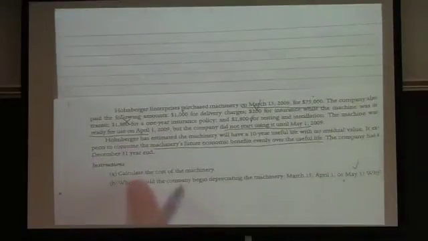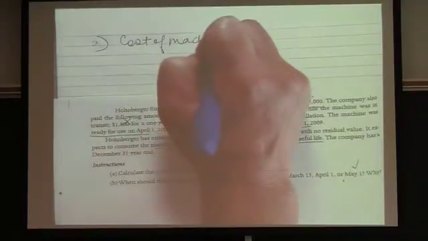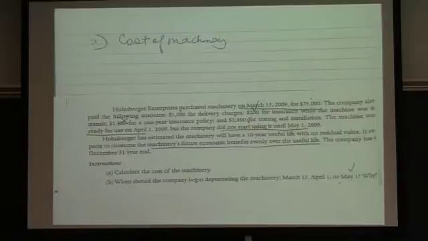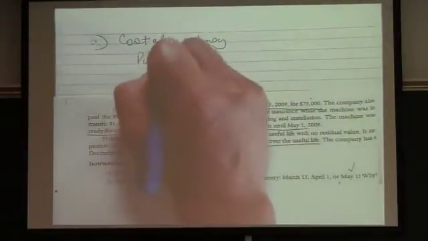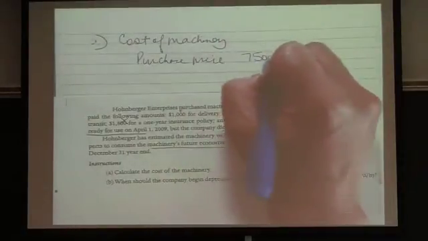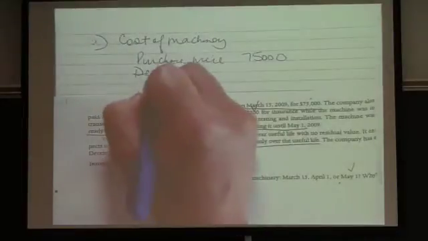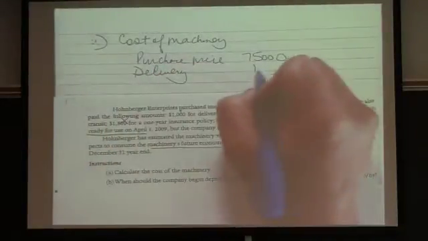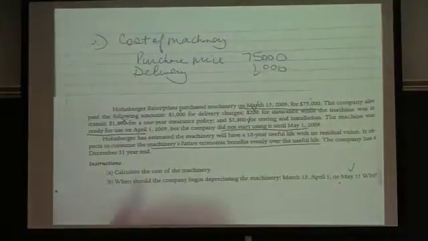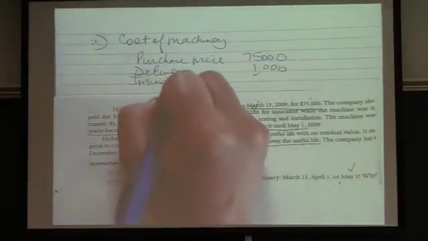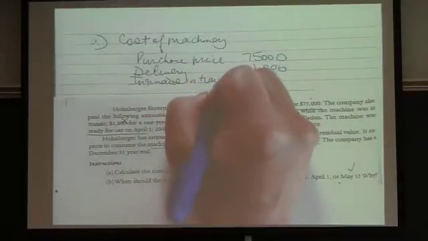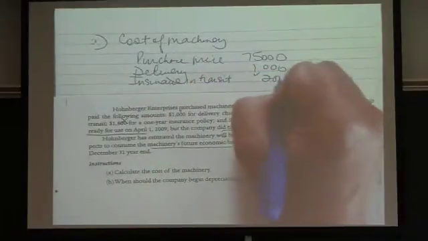So why don't we start answering the question. Part A is asking us to calculate the cost of the asset. The cost of the machinery should include the purchase price, $75,000. We know we need to add the delivery of $1,000, insurance in transit, it's $200. Now, what else do they have?